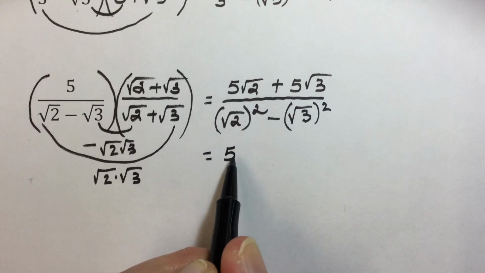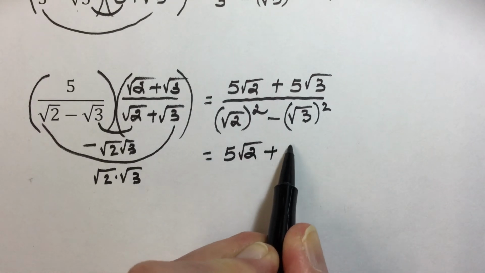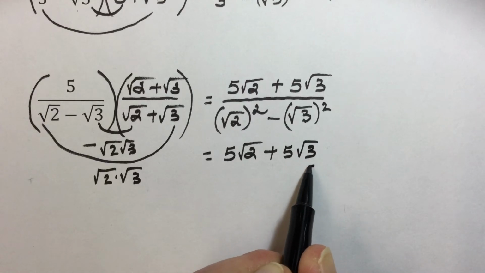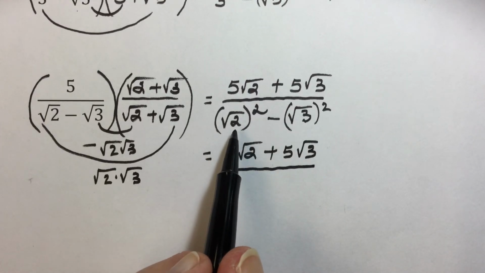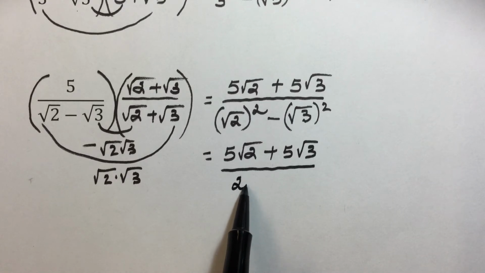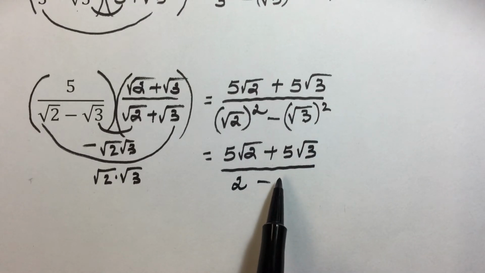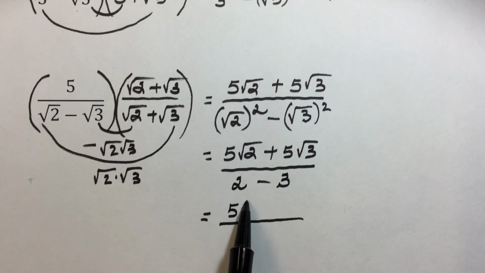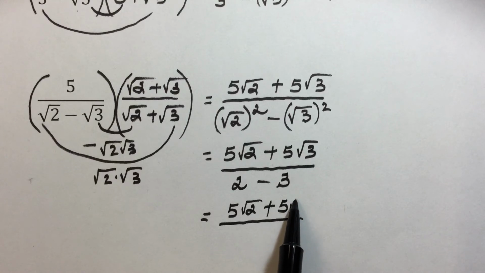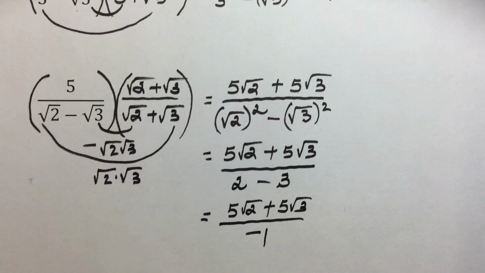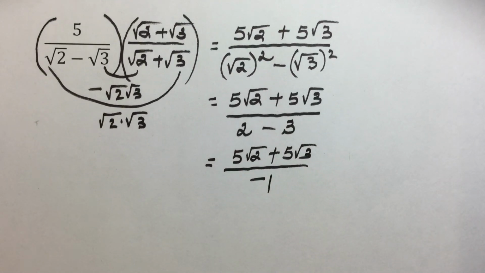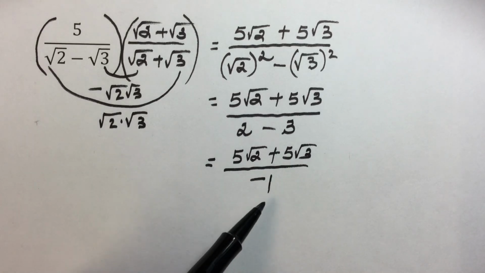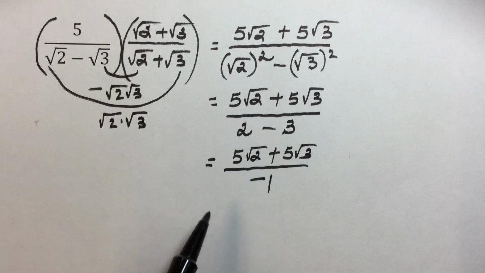Simplifying in the numerator then, our numerator has no similar terms, so we cannot combine, but in the denominator, square root of 2 squared is the radicand, 2. Likewise, square root of 3 squared is 3. Simplifying, we now have a negative 1 in the denominator, and to clean up for a final answer, we'll divide both terms in the numerator by -1, since this -1 is underneath both of these terms.